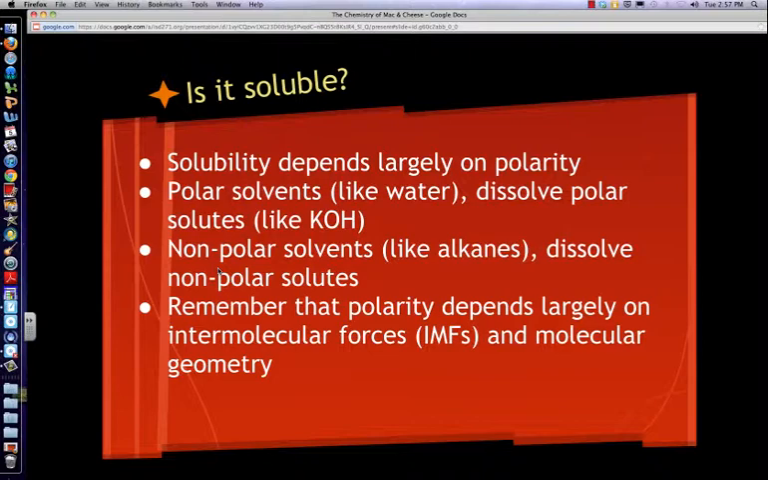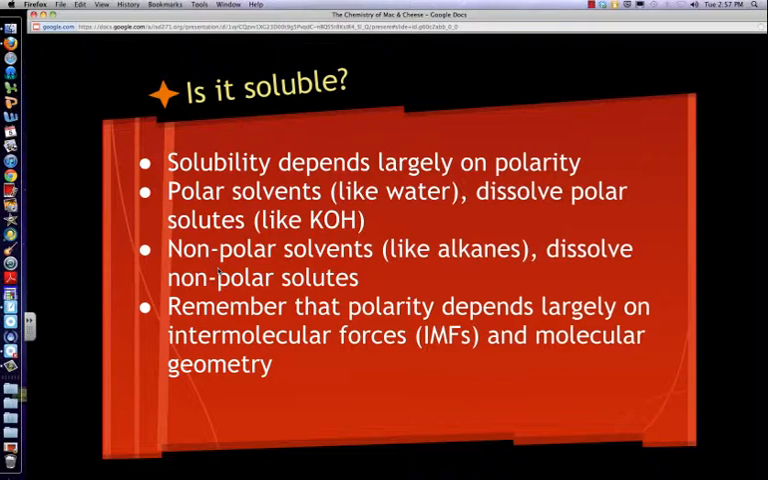It's good to remember that polarity depends largely on IMFs, or intermolecular forces, and molecular geometry, so you might want to review that section before you go forward in determining whether or not something is soluble. And just remember that the concept of like dissolves like is a general guideline. There are exceptions, however, to this.